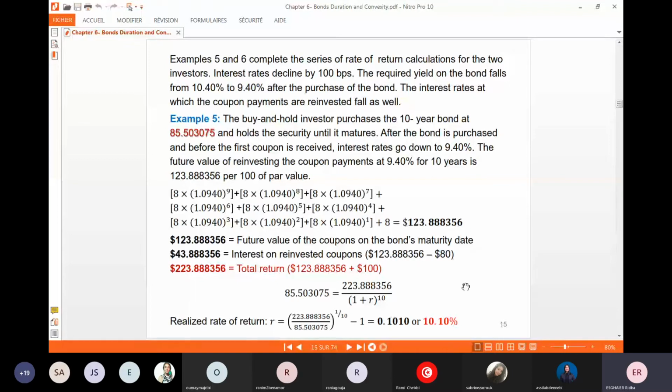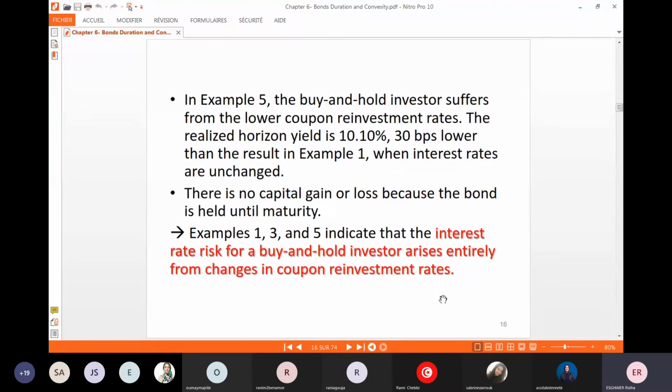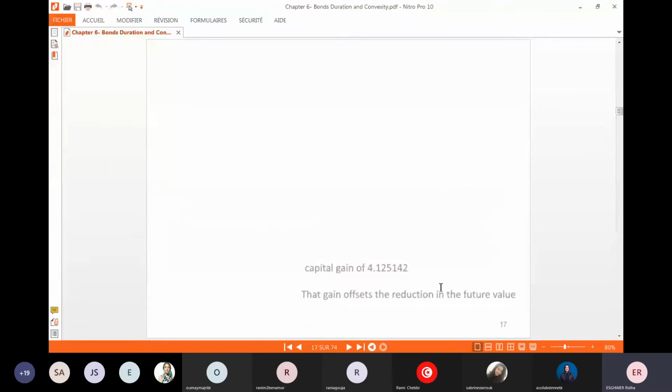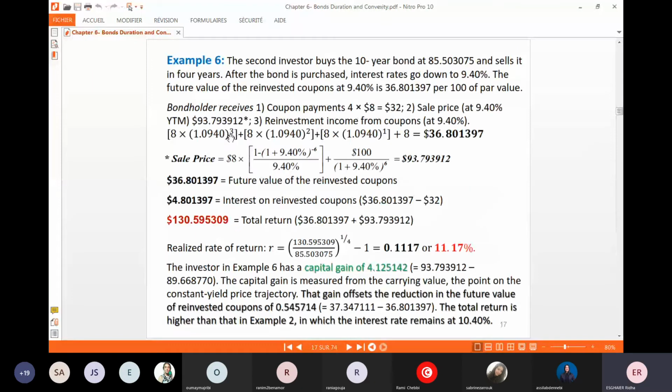But for the second investor, when the interest rates of the market decrease, we find that the future value of the coupons he will receive, reinvested at 9.4 instead of 10.4, becomes $36.8, but the price at which he can sell his bond 4 years from the purchase date is higher.